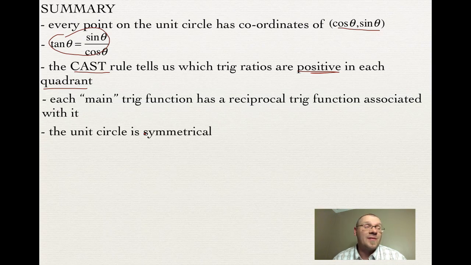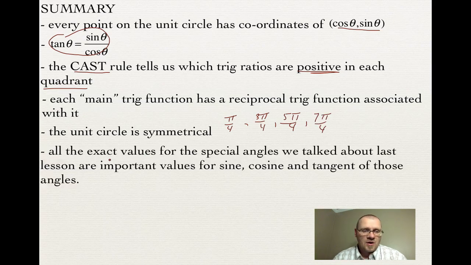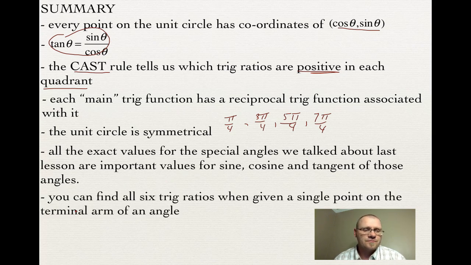We know that the unit circle is symmetrical, so that means that the coordinates for an angle like pi over 4 are the exact same coordinates for any angle that is symmetrical to pi over 4, which is like 3 pi over 4, 5 pi over 4, and 7 pi over 4. We know that all the exact values for the special angles we talked about last lesson are important values for sine, cosine, and tangent of those angles, and also for those reciprocals, cosecant, secant, and cotangent. And you can find all 6 trig ratios when given a single point on the terminal arm of an angle.